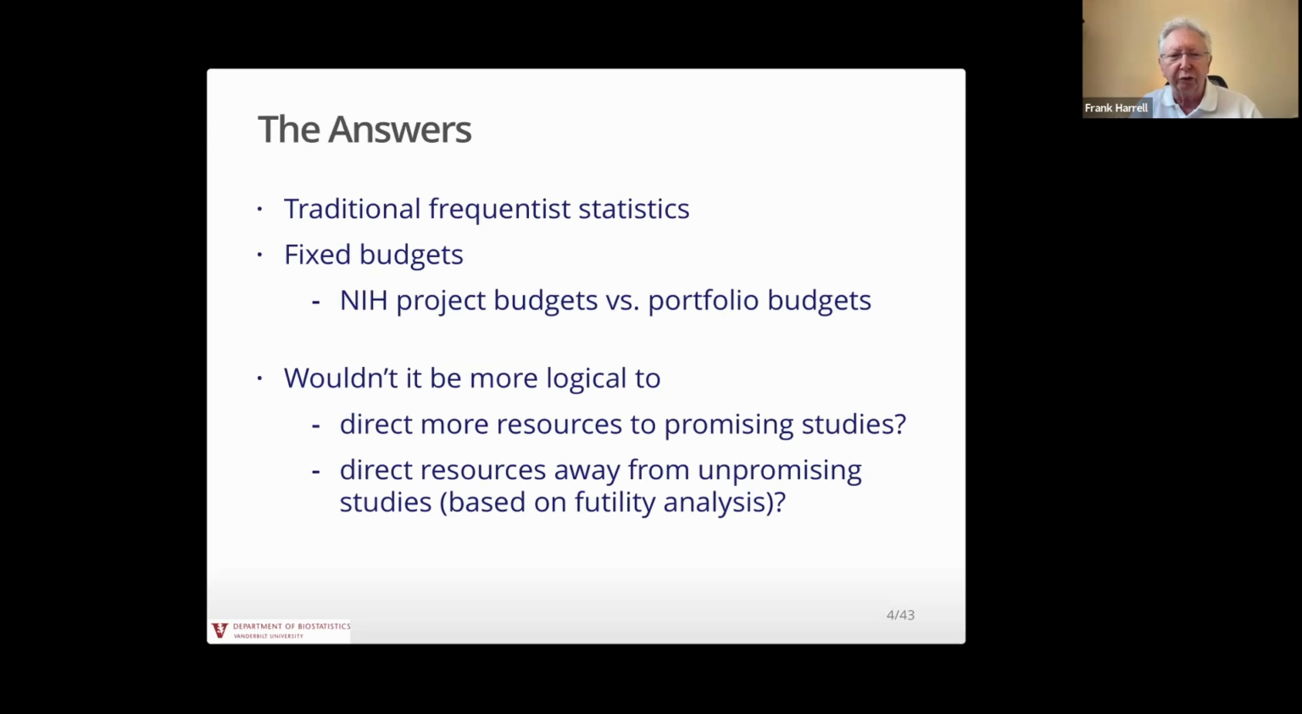Another contributing factor is fixed budgets. Budgets seem to be approved for doing a certain sample size and enrolling so many patients in a trial. And our National Institutes of Health in the US really budgets fixed studies for the most part. They don't do portfolio budgeting. A pharmaceutical company can do portfolio budgeting, and they have a lot of flexibility, especially using a lot of the methods I'm talking about today in phase 2 and phase 1 studies. But budgeting has a lot to do with our limitations. But wouldn't it be more logical to direct more resources to promising studies, even if you get to the planned sample size, and direct resources away from unpromising studies based on things like futility analysis?